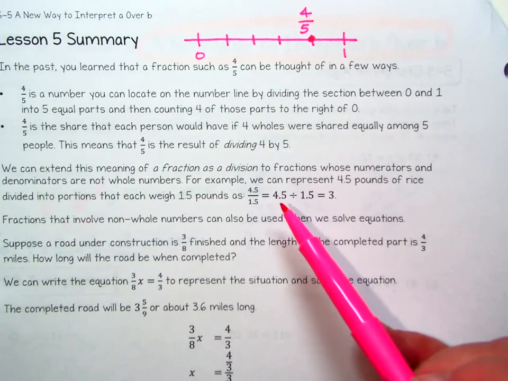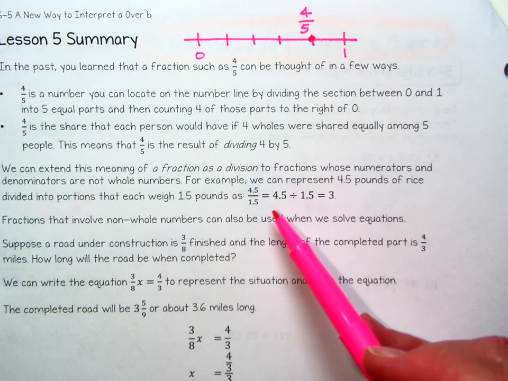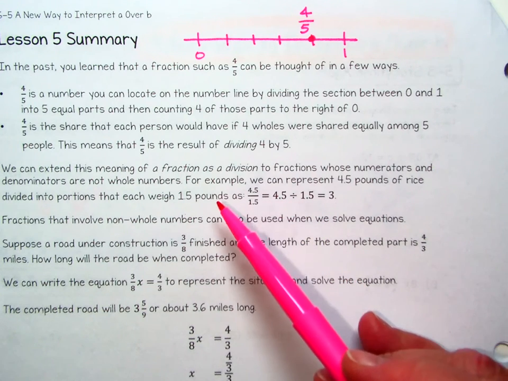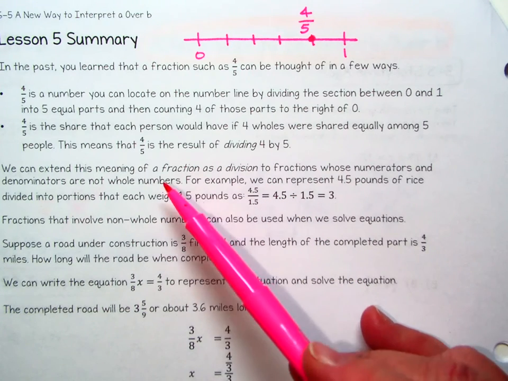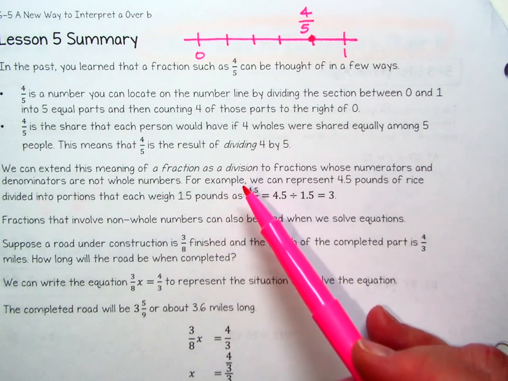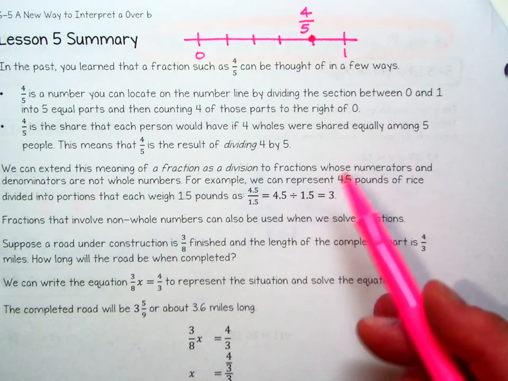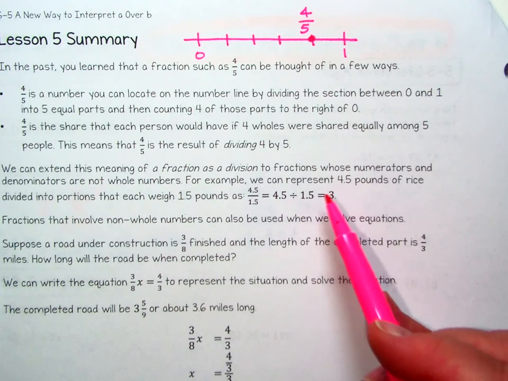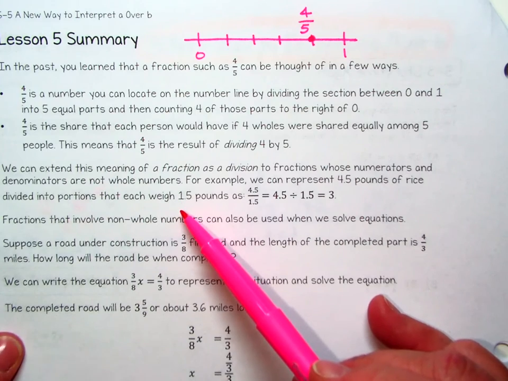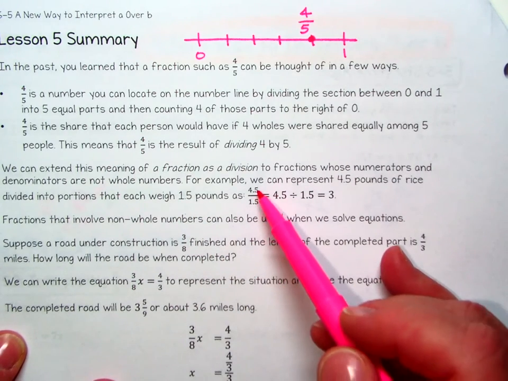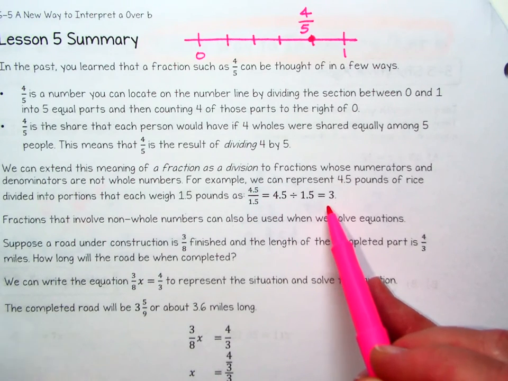We can extend this meaning of a fraction as a division to fractions whose numerators and denominators are not whole numbers. So we looked a lot in this lesson at how you would evaluate the expression a over b when you had numerators and denominators that were fractions or decimals. For example, we can represent 4.5 pounds of rice divided into portions that each weigh 1.5 pounds as 4.5 over 1.5, because this means the same thing as 4.5 divided by 1.5.